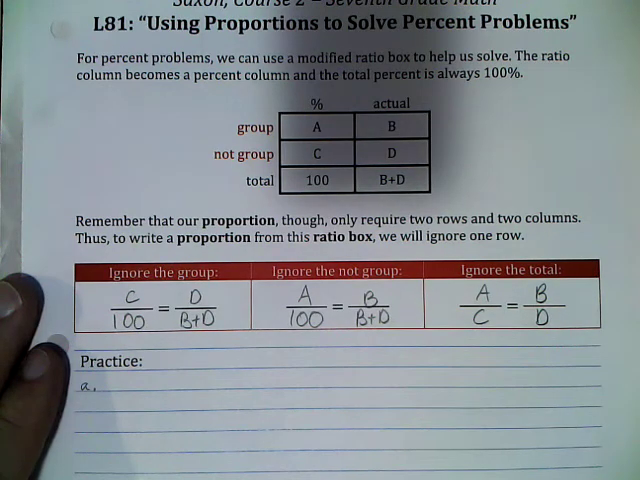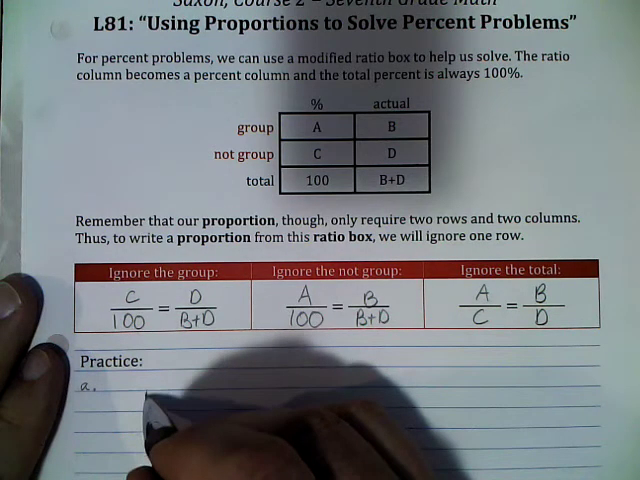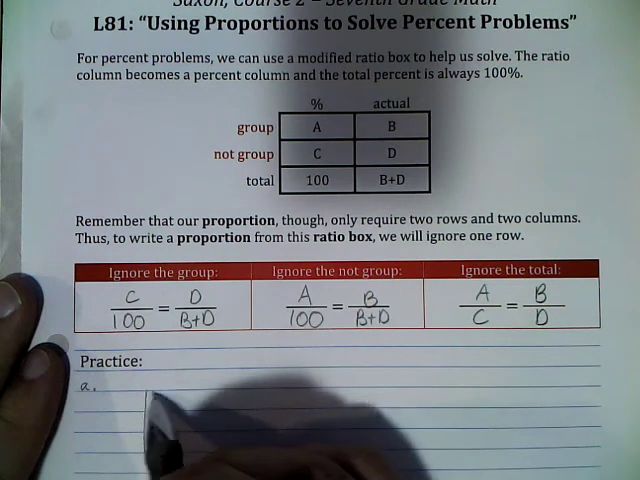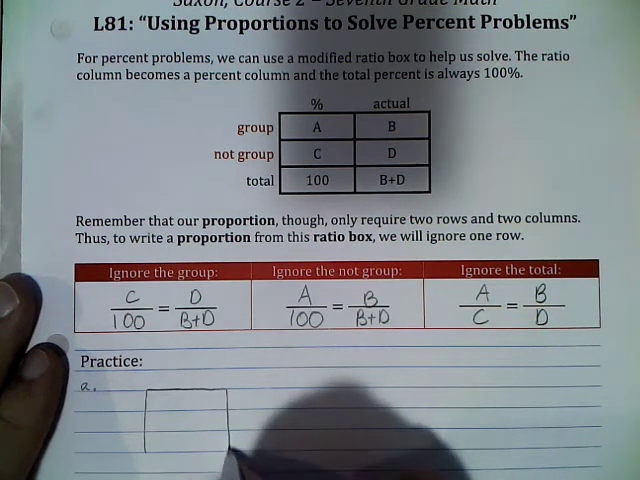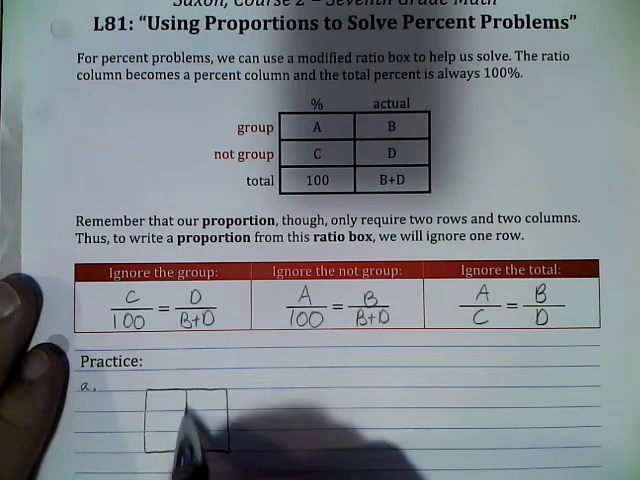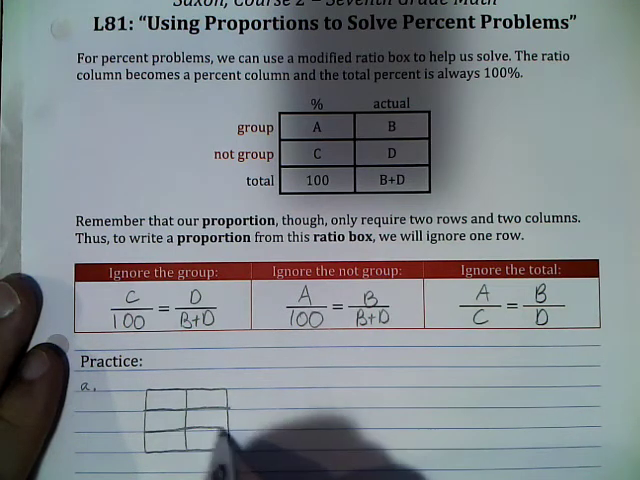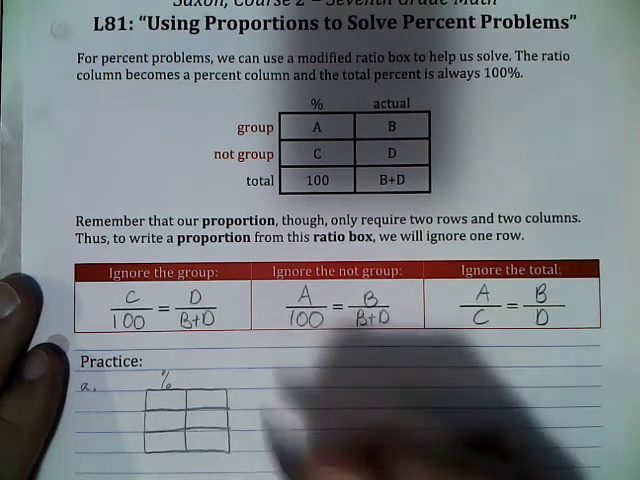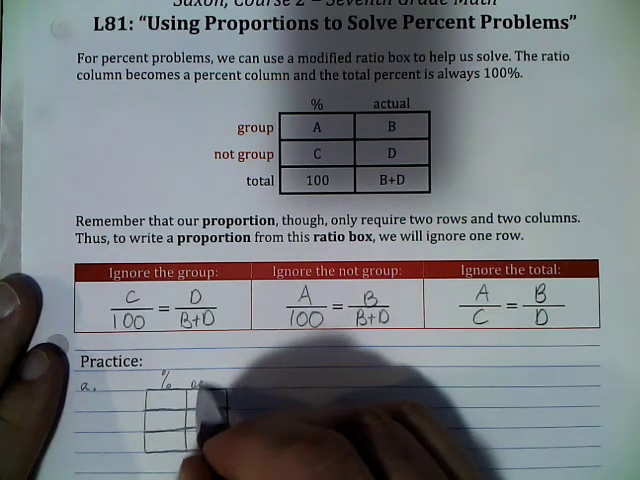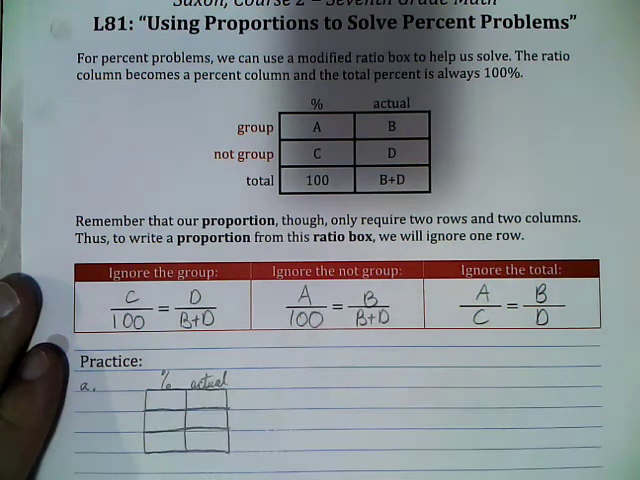So A, 21 of 70 acres were planted with alfalfa. What percent of the acres was not planted in alfalfa? Okay, so 21 of the 70 acres were planted with alfalfa. So if I make my box here, since it's talking about a percent, what percent, I can go ahead and make this a percent ratio box. So that's percent. This is always actual. So the group here, the percent we're talking about, is alfalfa.